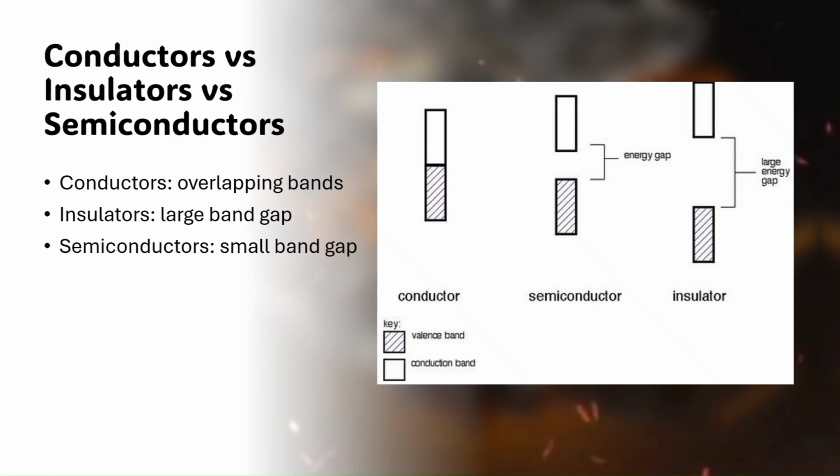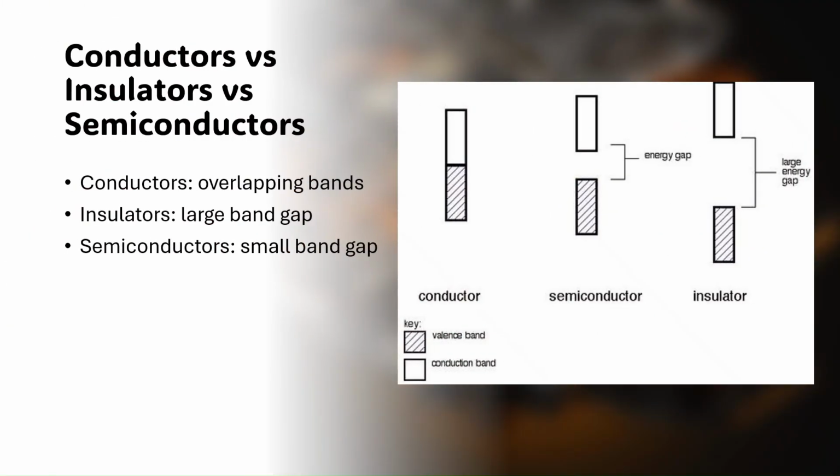Conductors versus insulators versus semiconductors. In conductors, the valence band and conduction band either overlap or are extremely close together. That means electrons can move freely, even with a very small applied voltage. Insulators, on the other hand, have a large energy gap. Electrons simply don't have enough energy to jump into the conduction band. Semiconductors sit right in between. Their energy gap is small enough that heat or voltage can push electrons into the conduction band, allowing controlled conduction.